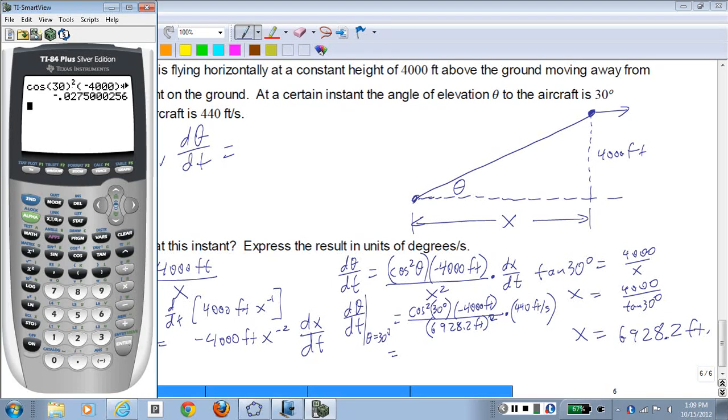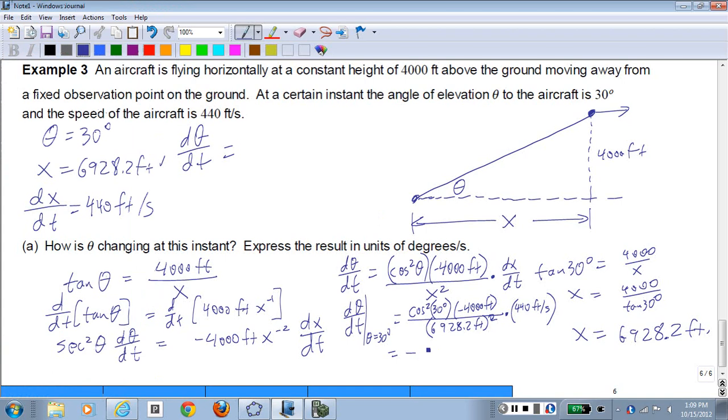Anybody get this? Negative 0.0275 radians per second. Negative 0.0275. So we got even less than that for like 5 feet per second.